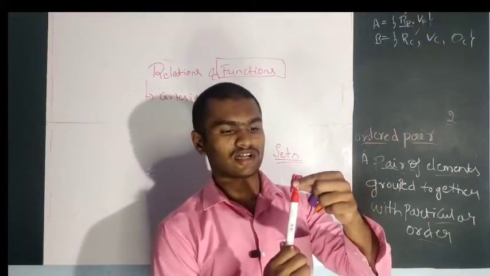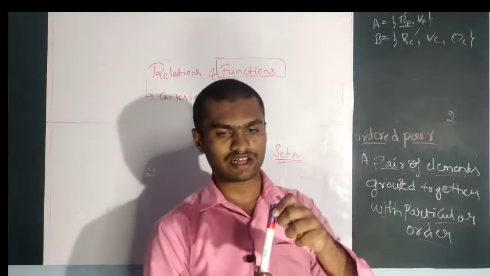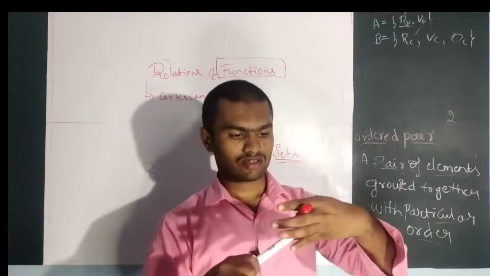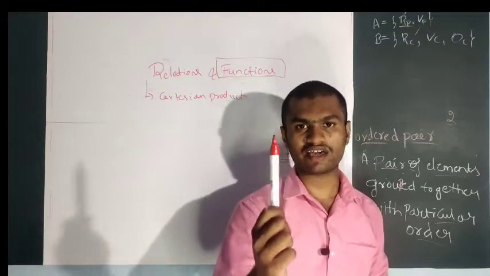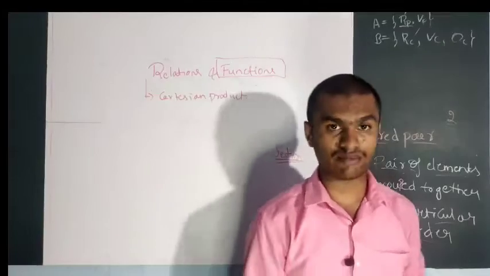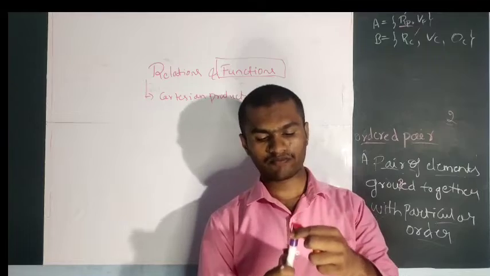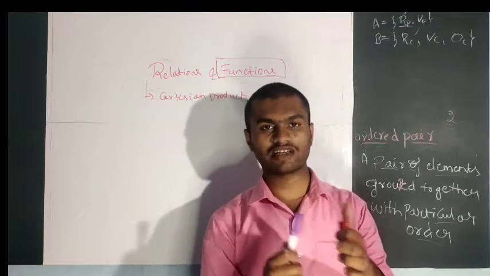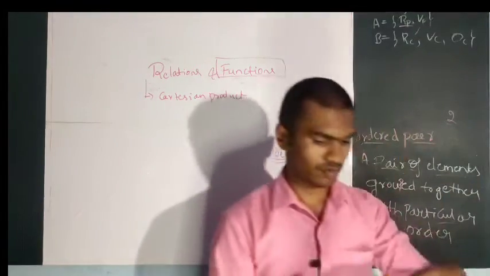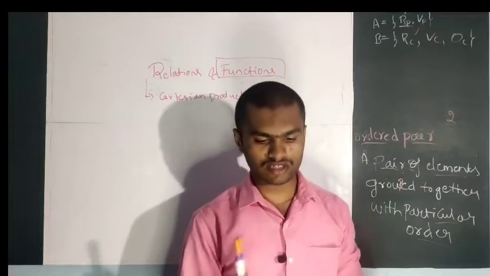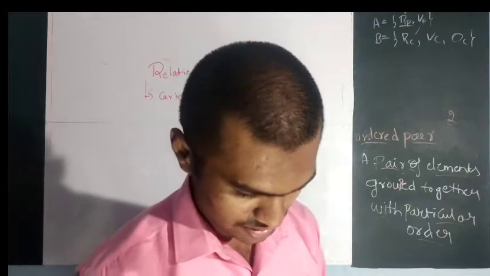How will I pair? Red pen with red cap is the first pair, red pen with violet cap is the second pair, and red pen with orange cap is the third pair. So three pairs are formed for the first element of set A. Now I will choose the second element of set A. Violet pen with red cap, violet pen with violet cap, and violet pen with orange cap. So these are 6 pairs. Let us write them over there, then you can understand easily.